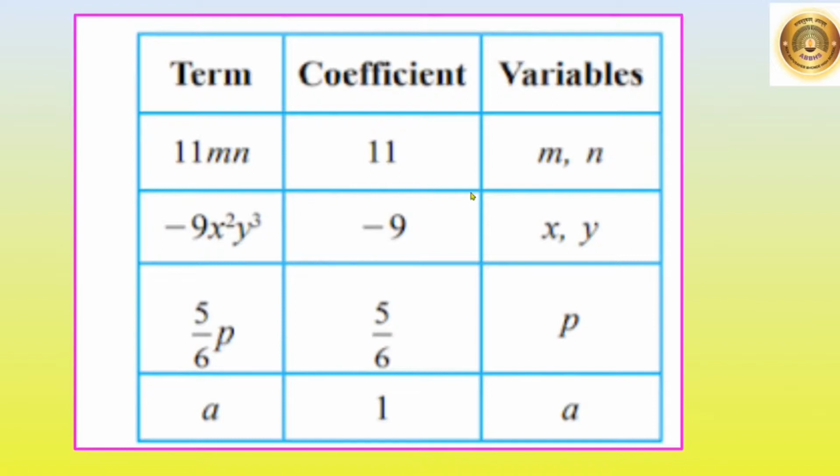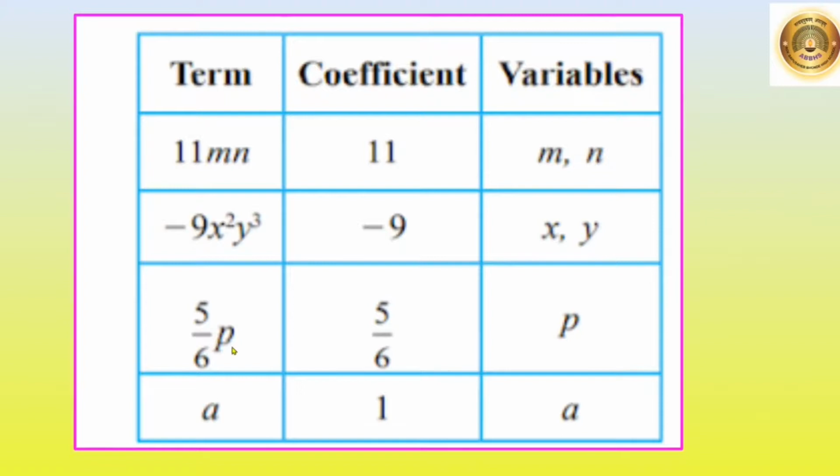You have a solve table in your textbook. The terms are given: 11mn. Here 11 is the coefficient, m and n both are the variables. Same way in this case, minus 9 is the coefficient, x and y are variables.